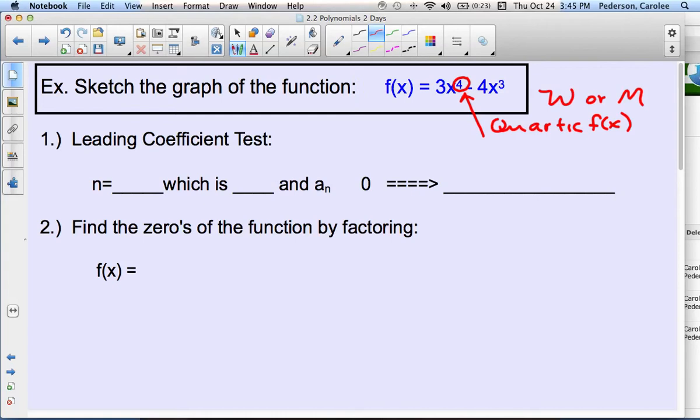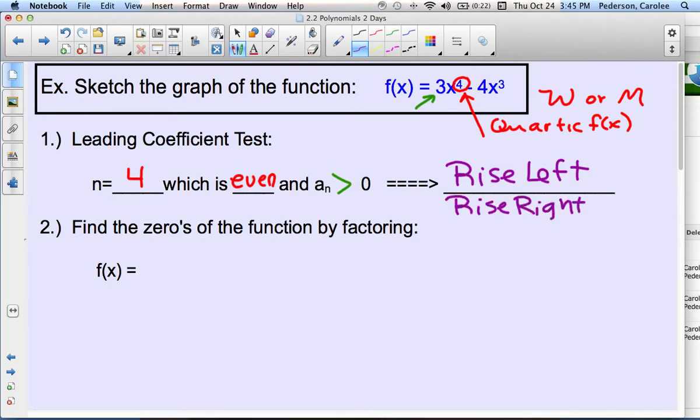So let's take step 1, find the end behavior using the leading coefficient test. Our n, our degree, is 4, which is even, and our leading coefficient is a positive number greater than 0. What that means for the leading coefficient test is it's going to rise on the left and rise on the right. So that means for our choice up here, it has to be the shape of a W.